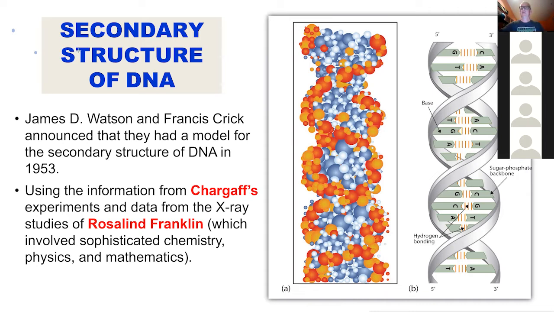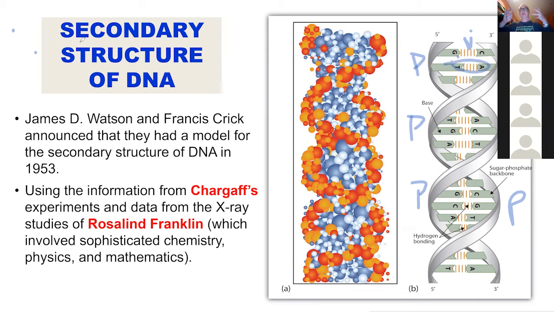So these are the phosphate groups on the outside of the helix. And then the bases would be on the inside. And that way, G and C would be close together and could make their 3 hydrogen bonds. And A and T would be close together and make their 2 hydrogen bonds.